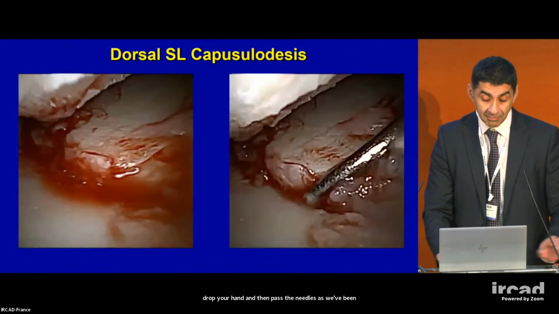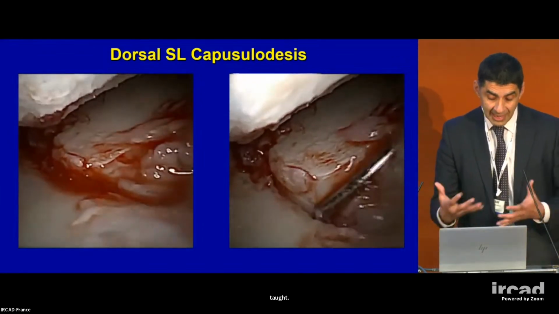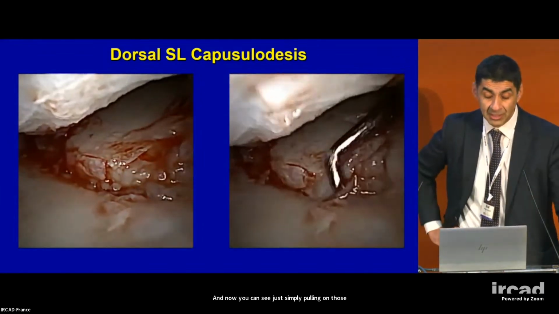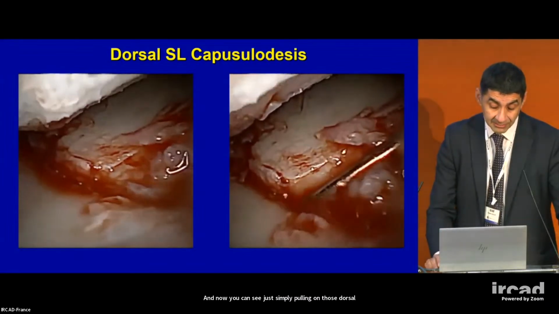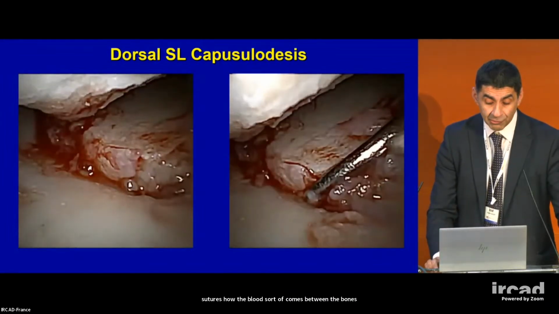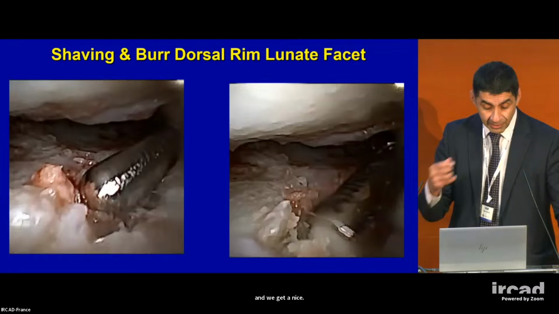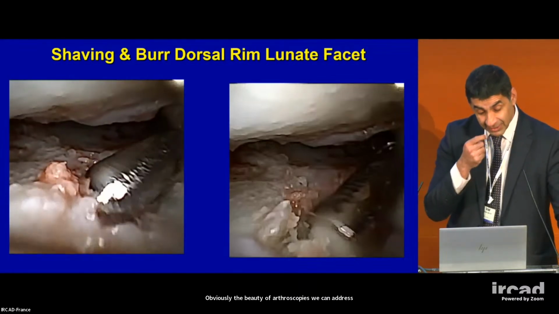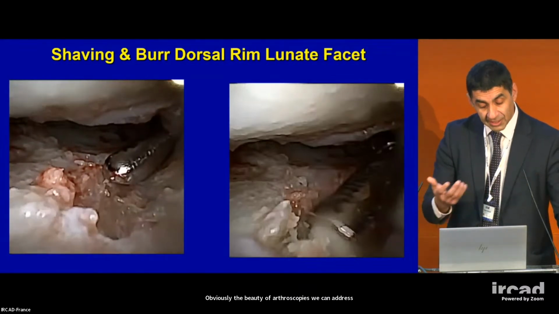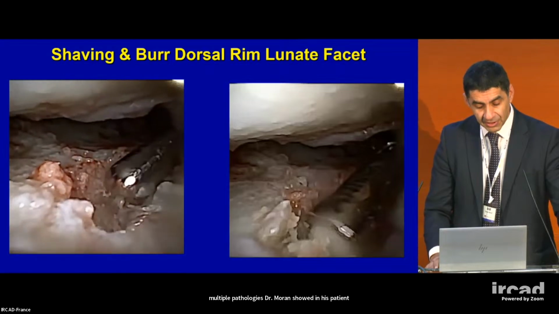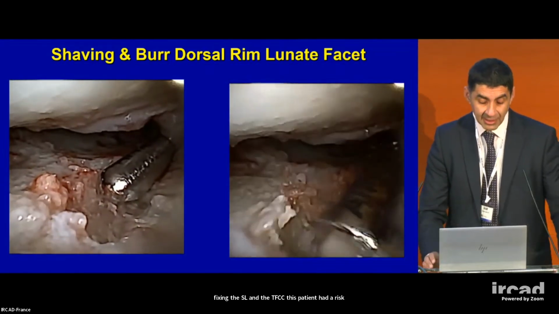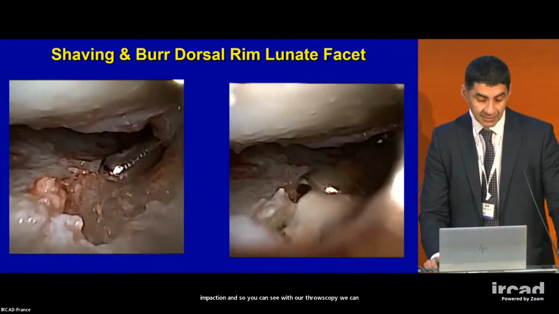And now you can see, simply pulling on those dorsal sutures, how the blood sort of comes between the bones and we get a nice reduction. Obviously, the beauty of arthroscopy is we can address multiple pathologies. Dr. Moran showed in his patient fixing the SL and the TFCC. This patient had a wrist impaction, and so you can see with arthroscopy we can also address that.